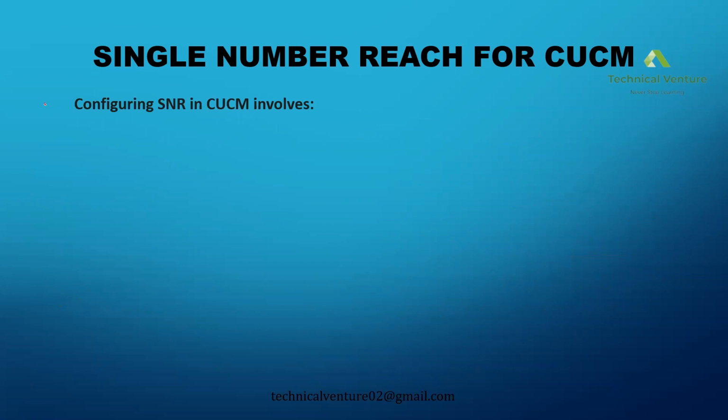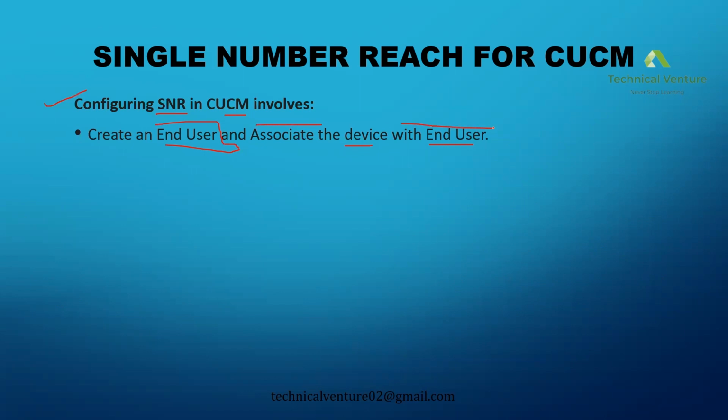Now here comes the best part, that is configuring SNR in Call Manager. What are all the steps we need to follow when we need to configure this single number reach or remote destination profile in Call Manager? First thing is you need to create an end user and associate the device with the end user. So first, you will add a phone in your Call Manager, right? That particular hard phone. Then you will create an end user, or most probably you are already a part of that end user. What you need to do is associate the device with the end user. That is the first step, right?